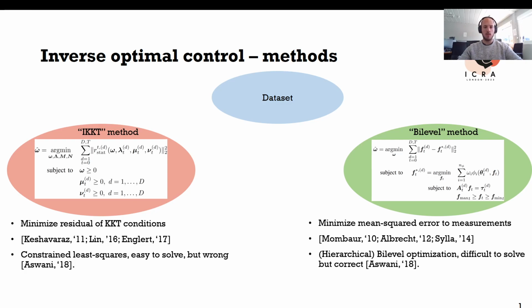IKKT attempts to minimize the residuals of the KKT conditions of the optimization problem evaluated at the data. It yields a constrained least square problem which is fast to solve, but it is statistically inconsistent. The bilevel method minimizes the mean squared error between the model's prediction with respect to the data, and it yields a hierarchical optimization problem, which is very difficult to solve but is statistically consistent. We advocate for using only the bilevel method, but we applied the KKT method to demonstrate that it doesn't work for our problem, and we gave a toy counter example to the IKKT method in the paper.